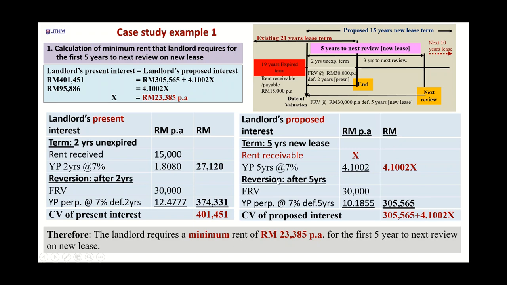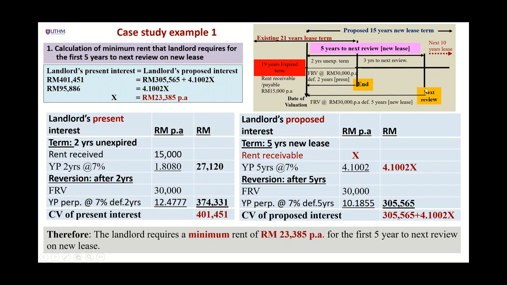Okay, and then we go to the calculation of the reversions. The reversion to the market value for the new lease, for the proposed 15-year new lease, can only happen after 5 years. Because this 30,000 market value is the value of the rent until the next review. After the next review, the amount of the rental value could be different. But up to the next rent review, the market rent of the similar type of property is 30,000. So the market rent of the property for the proposed 5 years to rent review is 30,000.